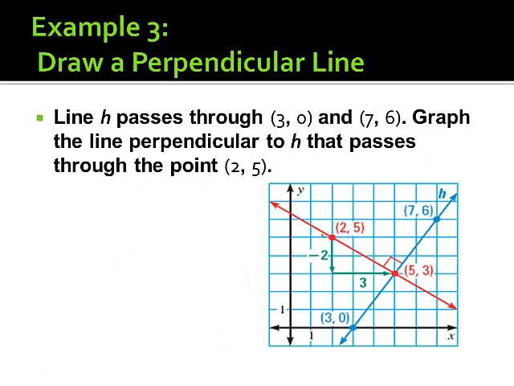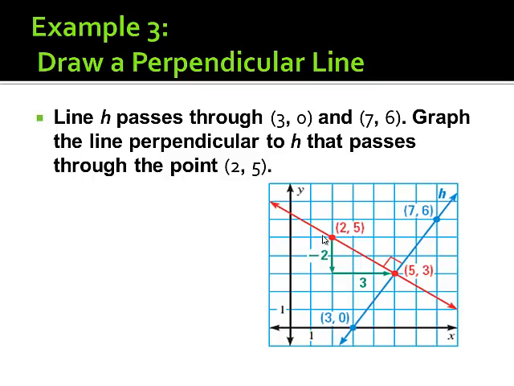Oh well. Okay. Drawing perpendicular lines. So we have line H that passes through the points (3, 0) and (7, 6). Those are our 2 points. Graph the line that's perpendicular to H and passes through the point (2, 5). Okay, so it passes through the point (2, 5).